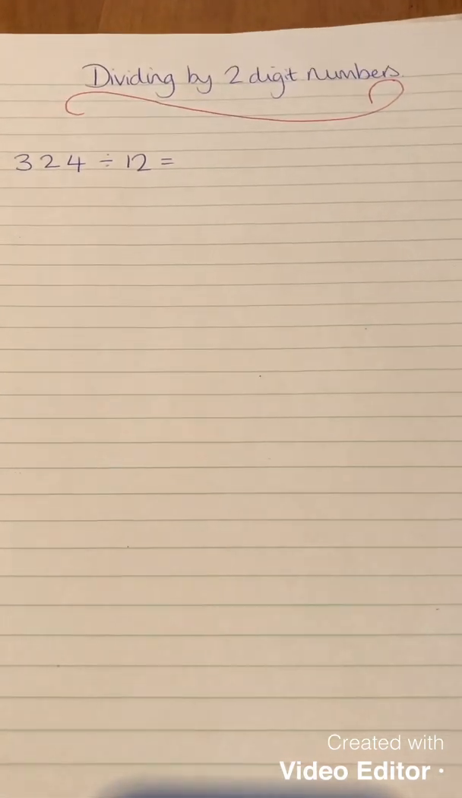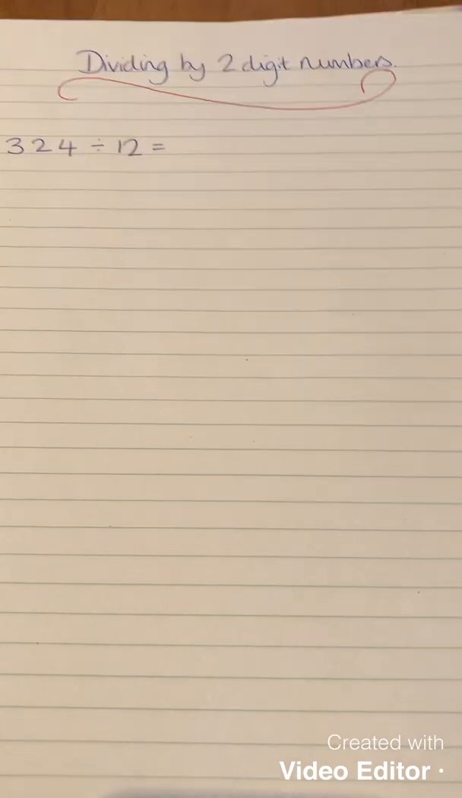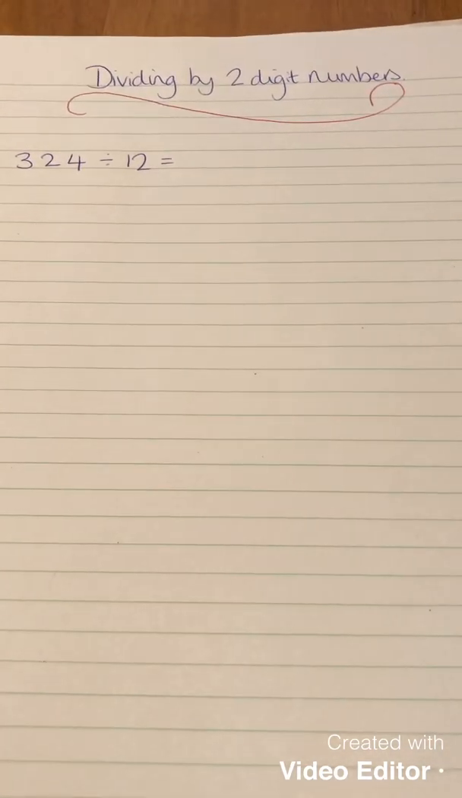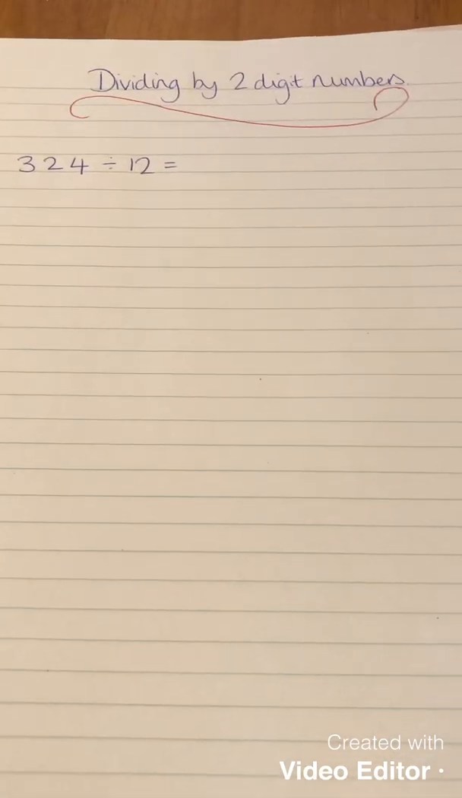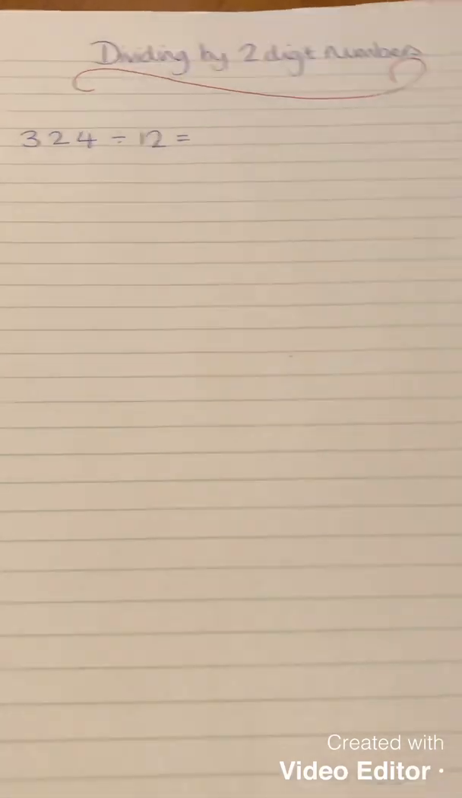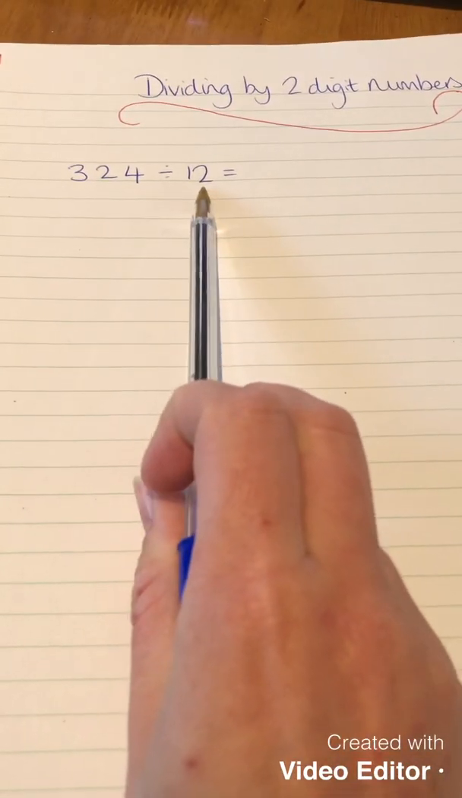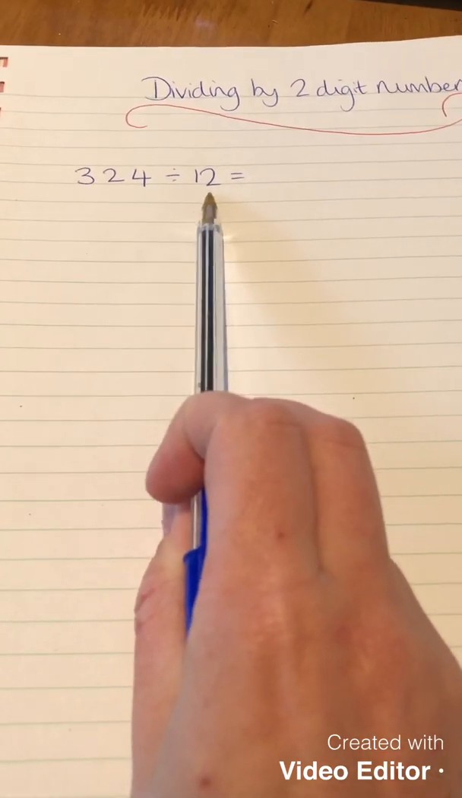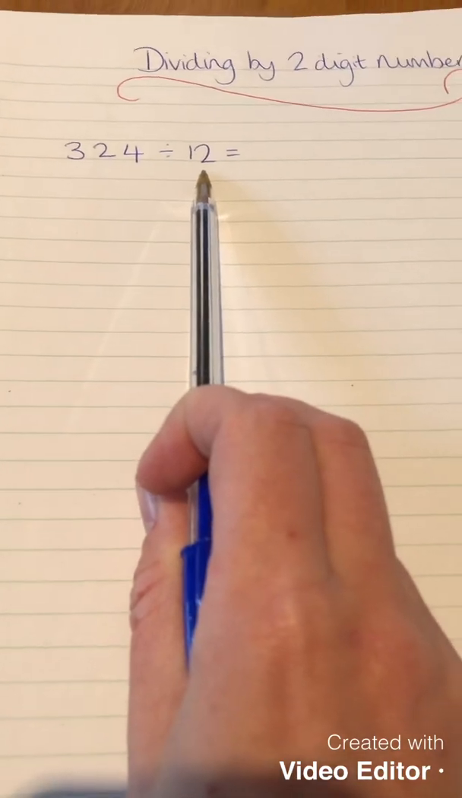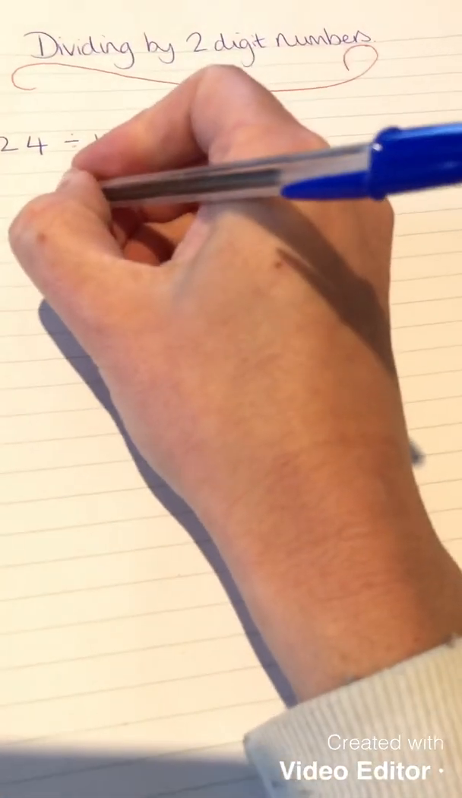Morning Year 6. Today we're going to have a look at dividing by 2-digit numbers. Now you might be straight away starting to think about needing to do chunking, but just to remind you that if you are able to use your times tables, you don't need to do chunking. So for this question here, dividing by 12, I already know my 12 times tables. So I don't actually need to do a long division working out for this. I can do it as my normal bus stop method.